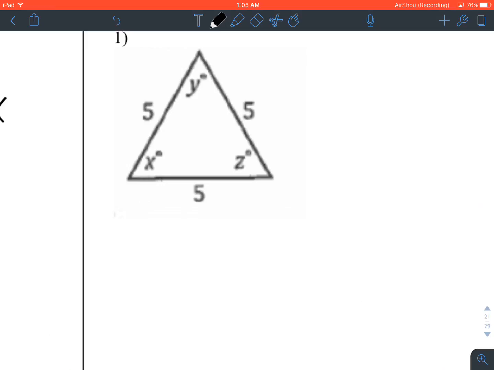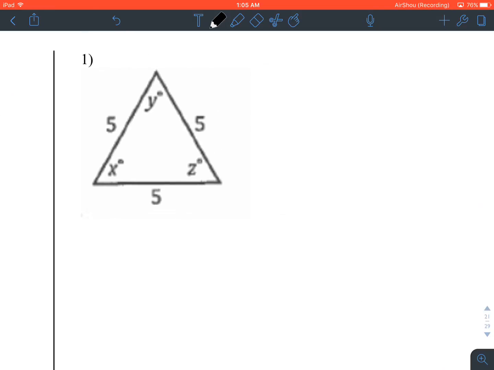All right, so let's look at this picture. Let's say that we were told to find the values of x, y, and z. Done. They're all 60 degrees. The reason that they're all 60 is that this is an equilateral triangle. Also, it's isosceles as well, but it's equilateral. All the sides are 5, therefore all the angles have to be the same. They all have to be 60.